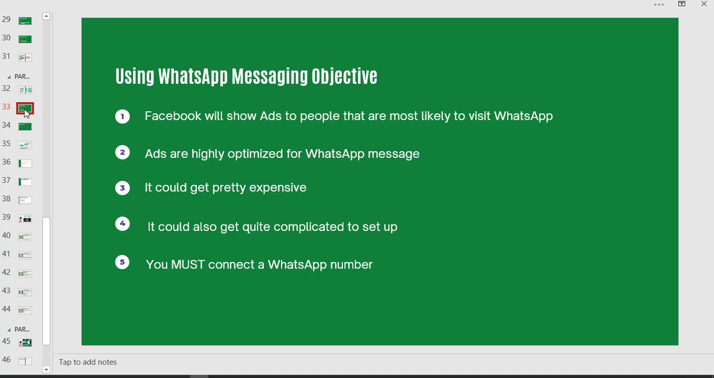Secondly, the WhatsApp messaging objective method of running ads ensures that the ads being delivered are highly optimized for WhatsApp messages. So what happens is that when you go into your Facebook, you will discover that everything has been optimized based on the objective which you have chosen, which is the WhatsApp message.